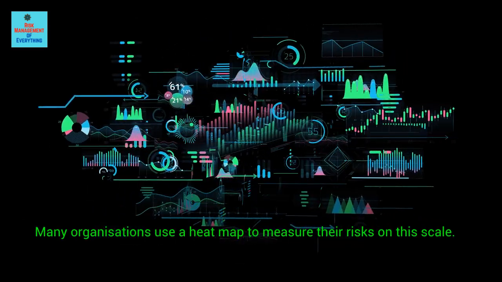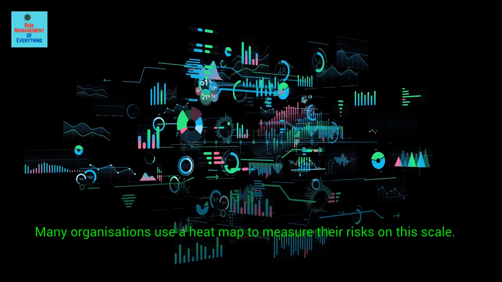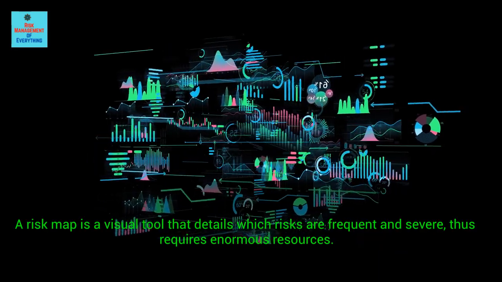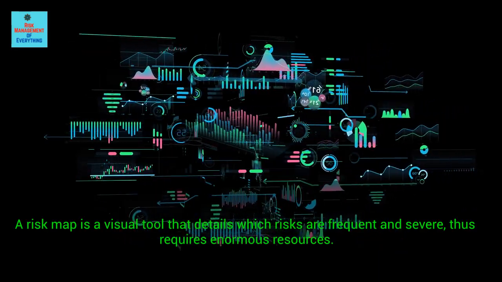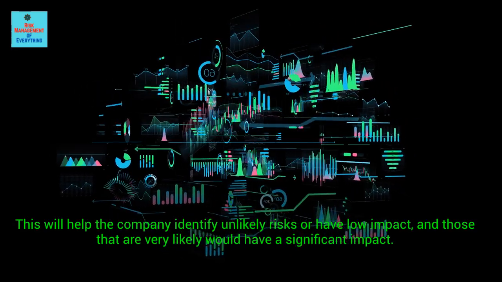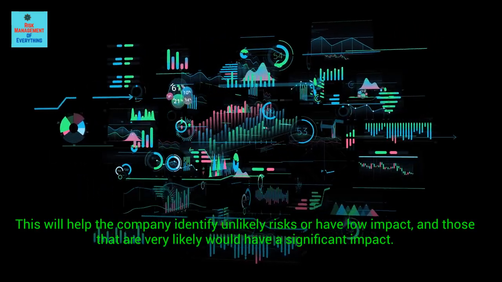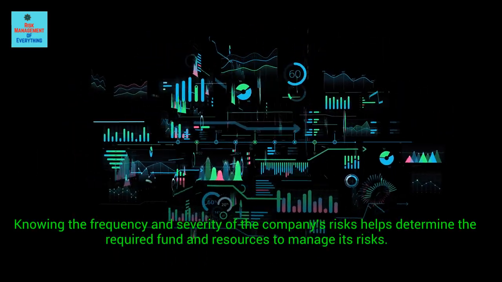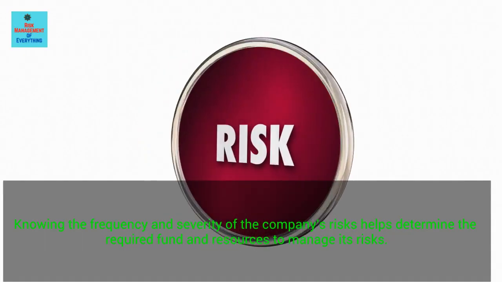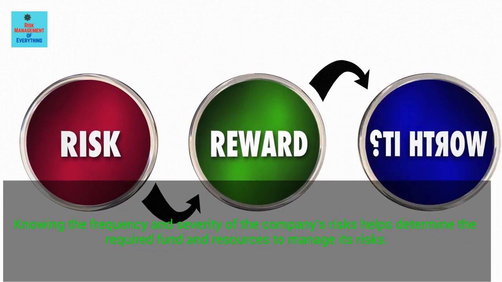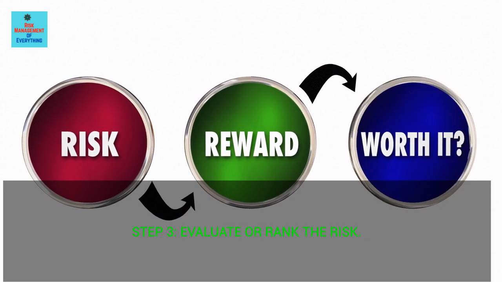Many organizations use a heat map to measure their risks on this scale. A risk map is a visual tool that details which risks are frequent and severe, and thus require enormous resources. This will help the company identify unlikely risks or those with low impact, and those that are very likely and would have a significant impact. Knowing the frequency and severity of the company's risks helps determine the required funds and resources to manage its risks.